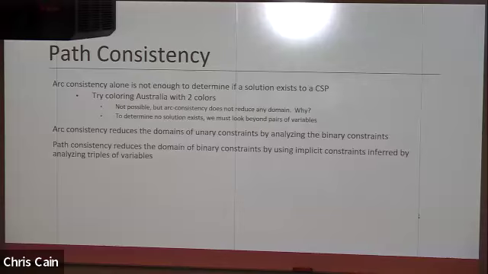So path consistency is going to allow us to reduce the domain of binary constraints by using constraints inferred by looking at those ternary constraints, or implicit triples of variables. So now when we look at it, if we color one color and a neighbor is this color, is there a legal value for the next? So that is path consistency.